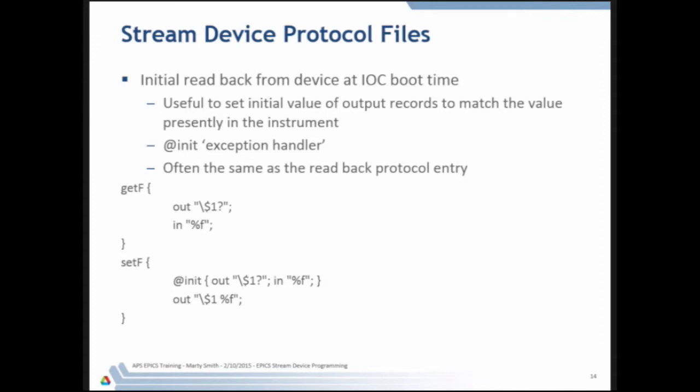Okay, so this is an example of the initial readback when the ILC boots. So you can set your at-init exception handler. You set it up like this, and you see this is the set function, and there's a get function. So typically your exception handler for at-init would look exactly like what you have in your get function. You can have it on one line, you can put it on multiple lines like this, your choice. So the set function would just output this and give you some floating point number that you're going to send out.